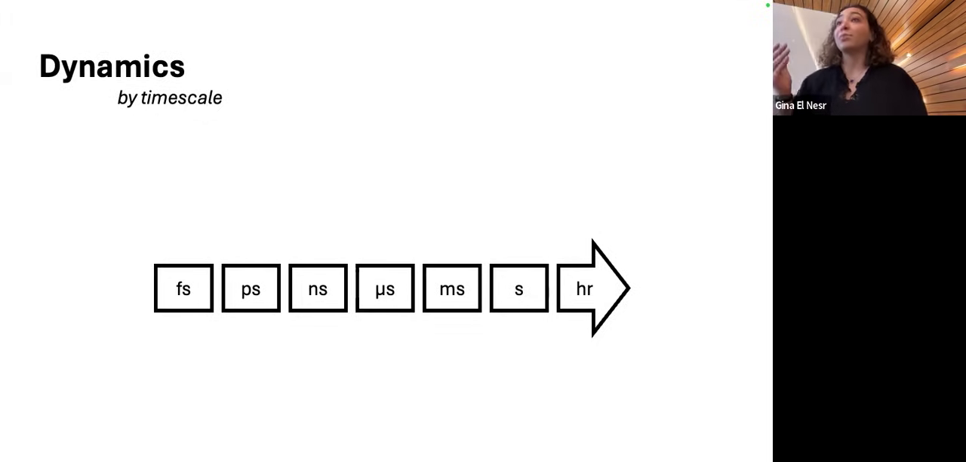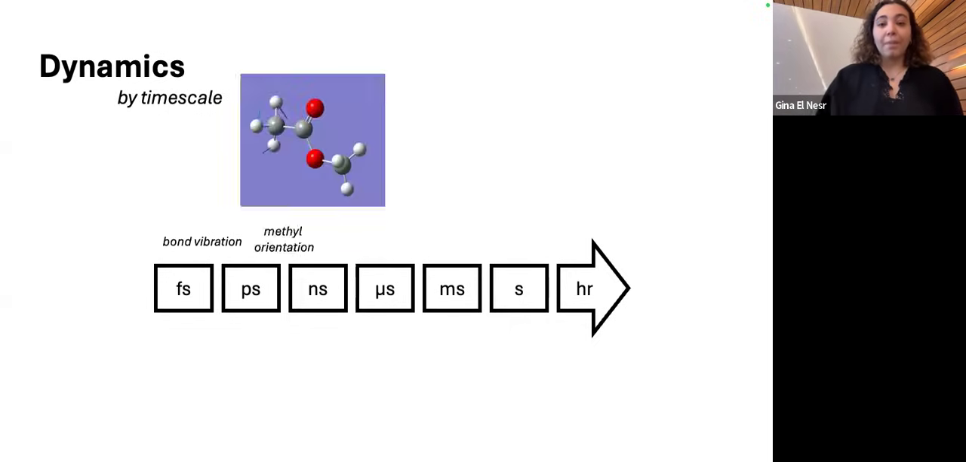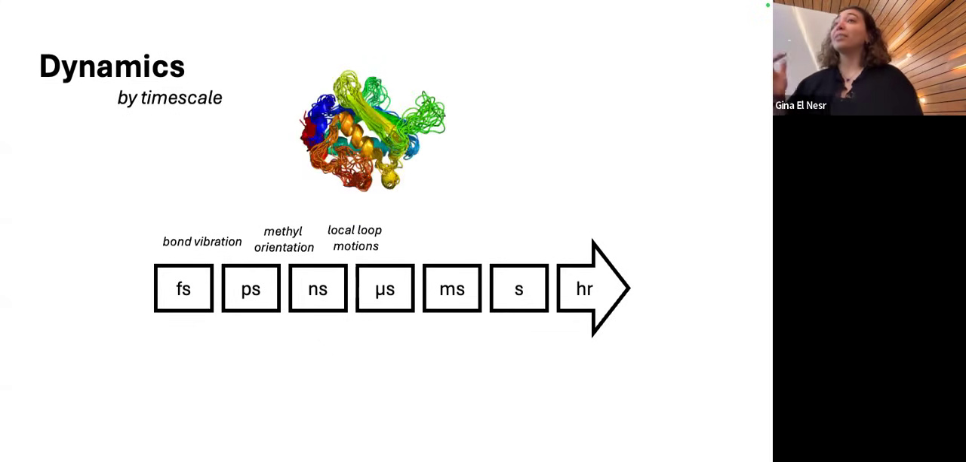It goes from femtoseconds, which is almost instantaneous, to hours. So at the femtosecond time scale, we have bond vibrations, which is what you'll see a lot of DFT and a lot of very simple methods looking at. And then at picosecond, you have methyl orientation. And so the methyl actually moves and transduces with it. At nanosecond timescales, you see a lot of local loop motions. Those are not necessarily concerted, they can just be random.